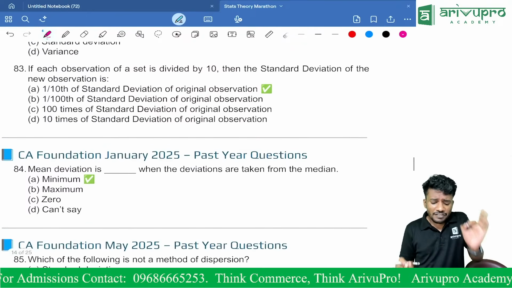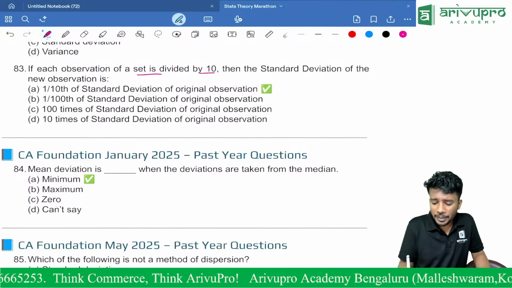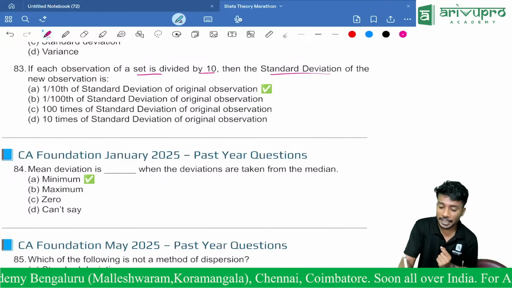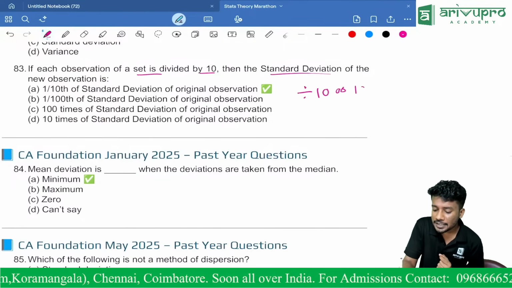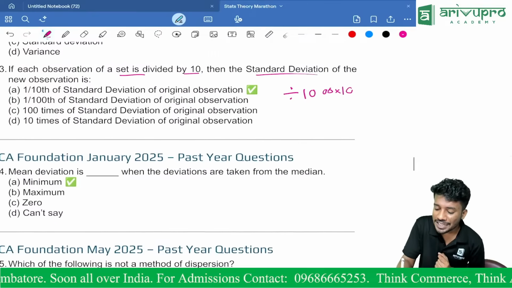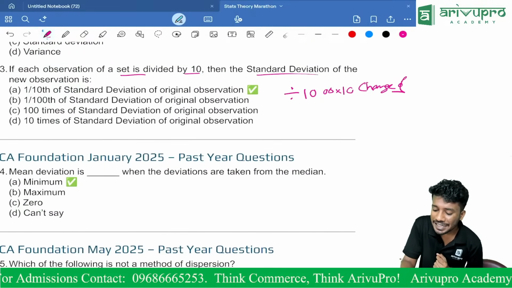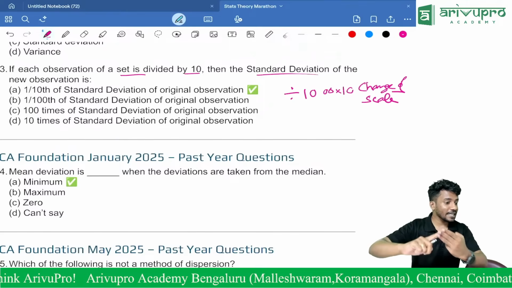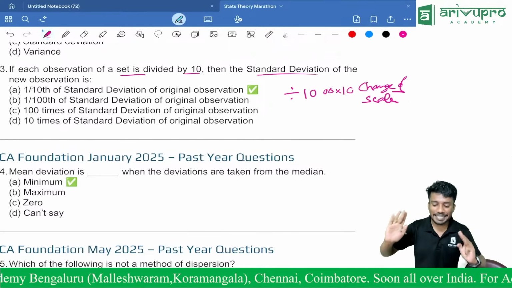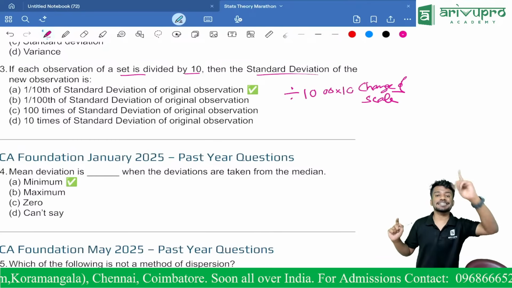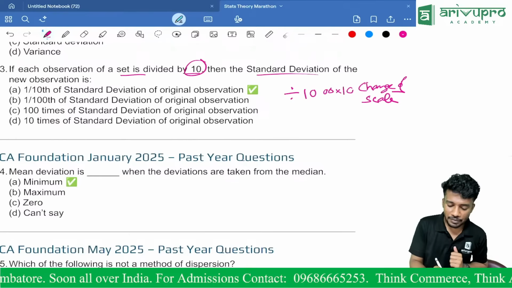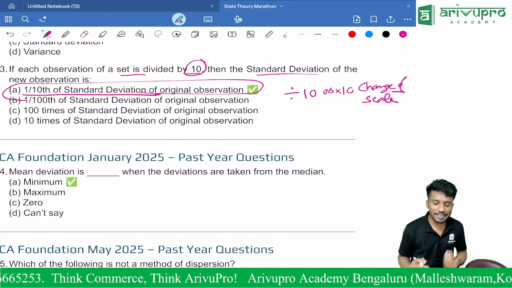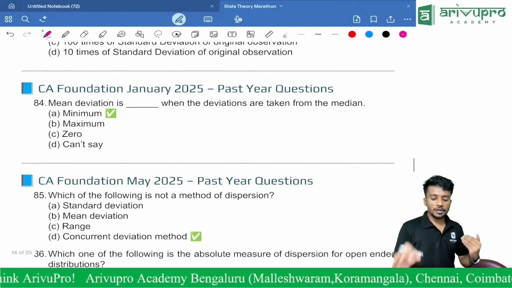If each observation of a set is divided by 10, then the standard deviation of the observations is divided by 10 or multiplied by 10? That means it is a change of scale. Standard deviation, mean deviation, quartile deviation, everything gets changed when we change the scale. So if I divide by 10, then the standard deviation of the observations will also get divided by 10. That is 1 by 10th of the standard deviation of the original observations.